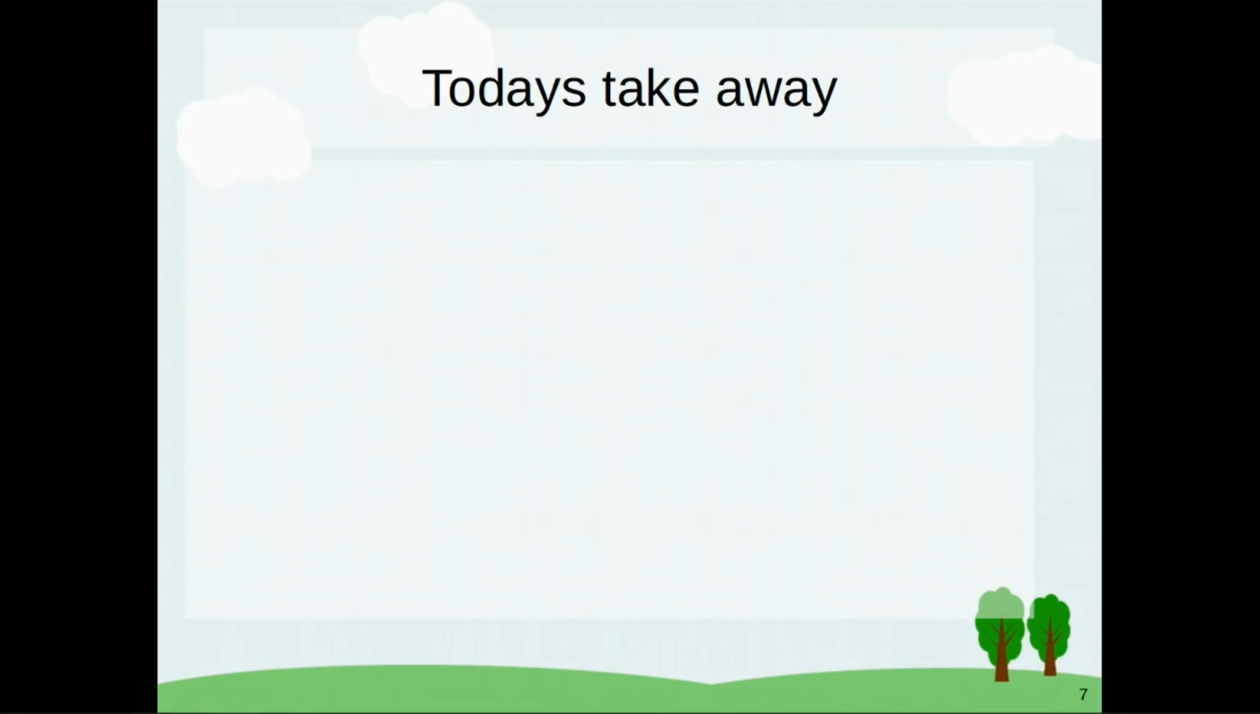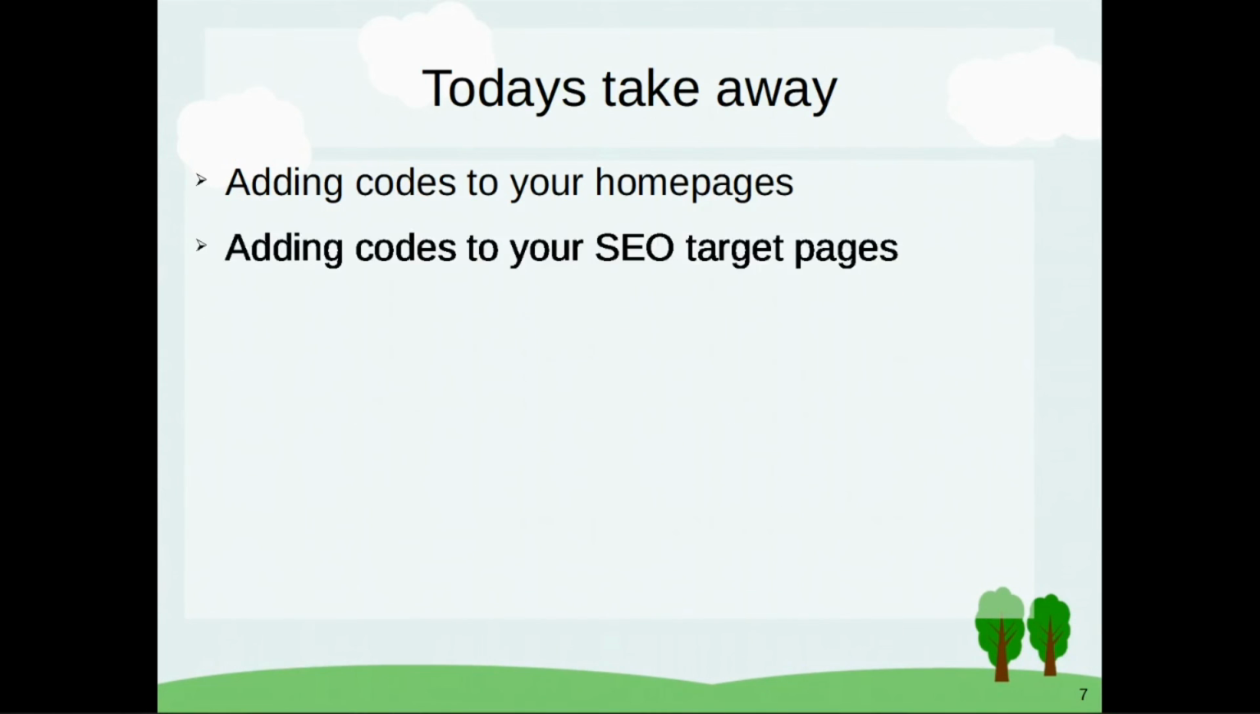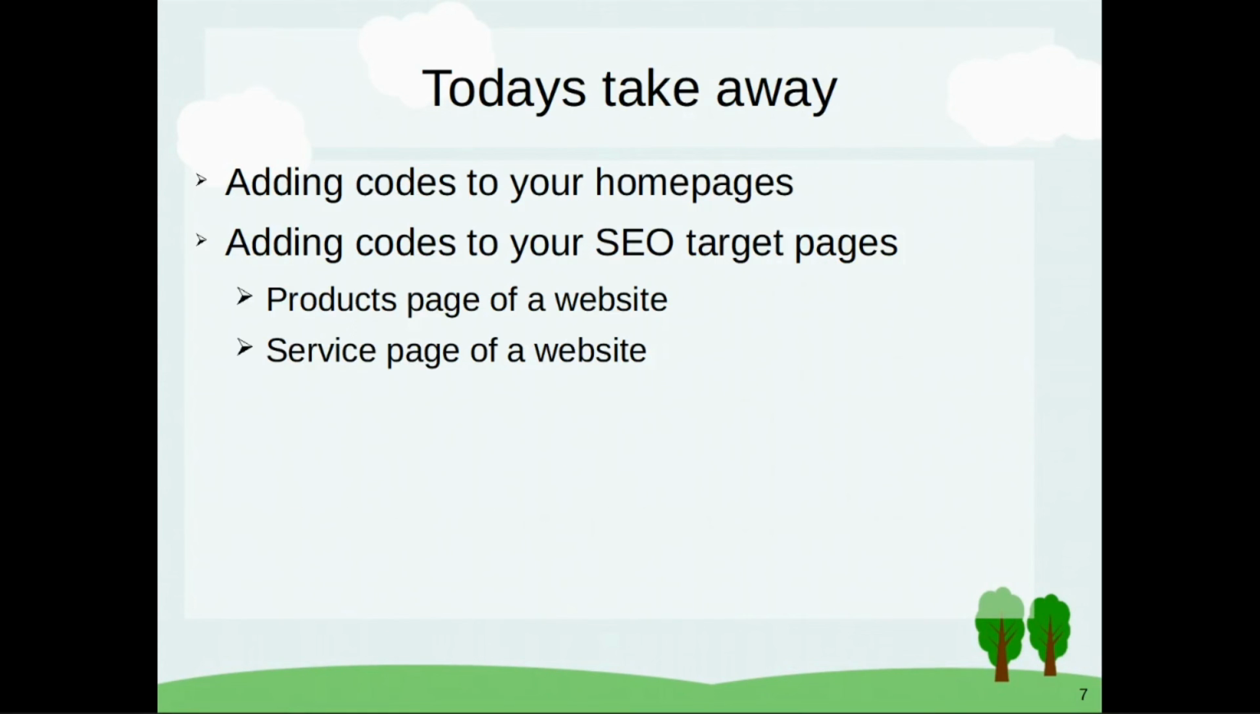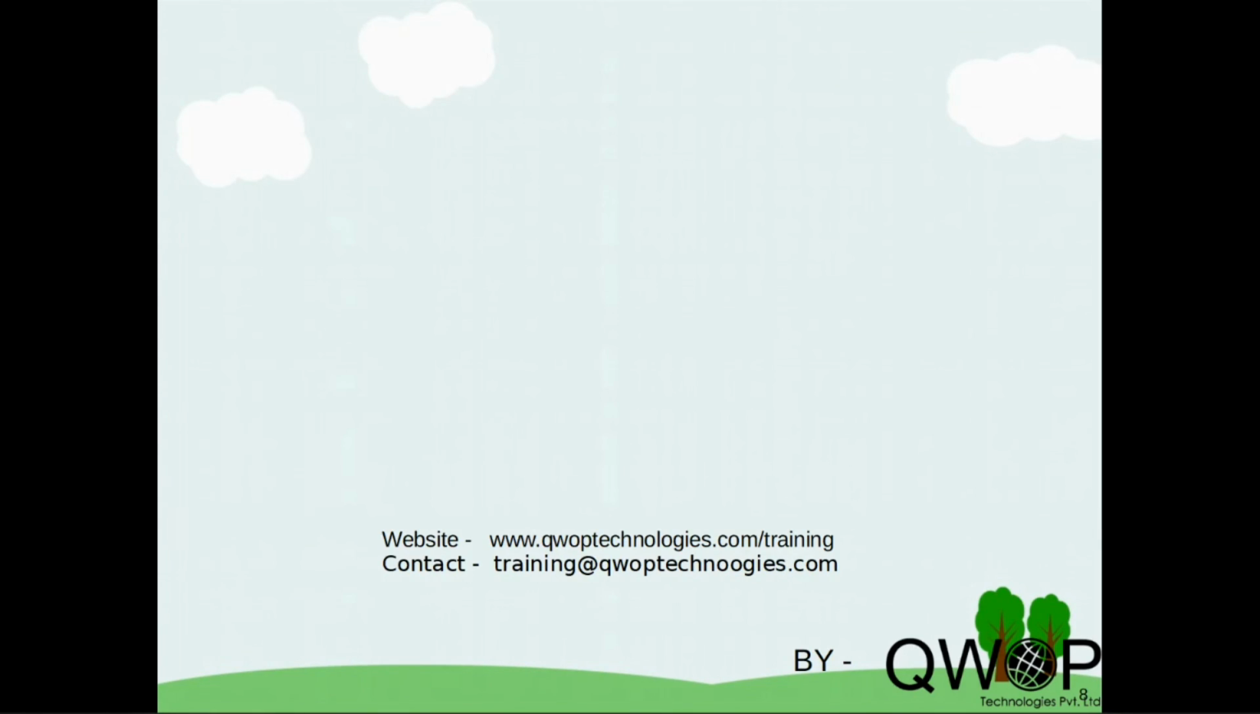So next, we will see what we studied today. First thing we studied was adding codes to your home pages, adding the codes to your SEO target pages. Next is the products page of a website, and then the services page of a website. Next is the SEO codes, point by point understanding. So that's it for today.